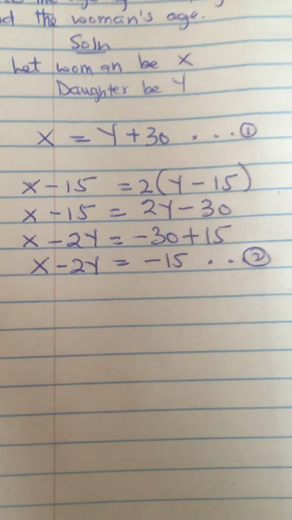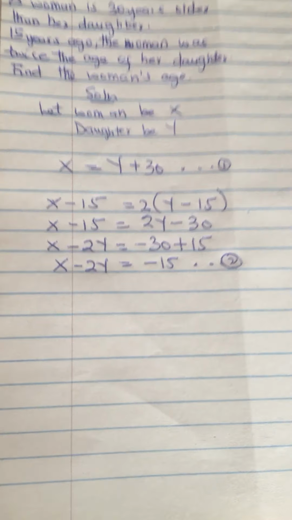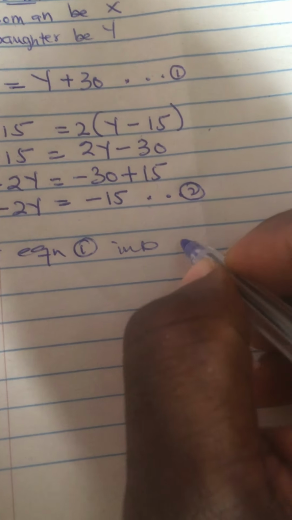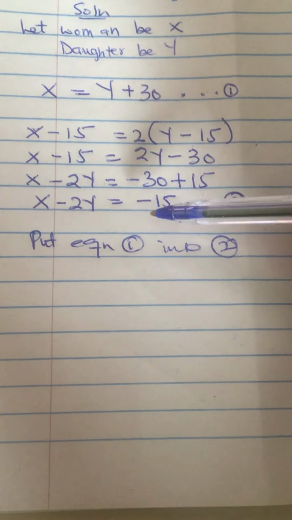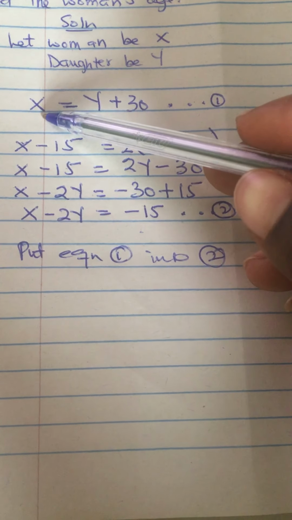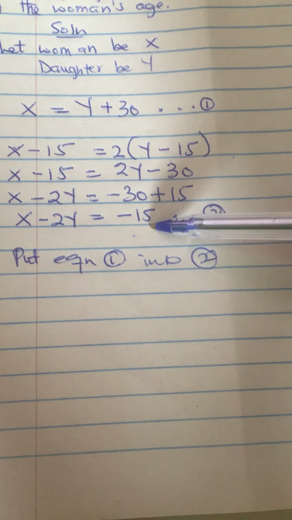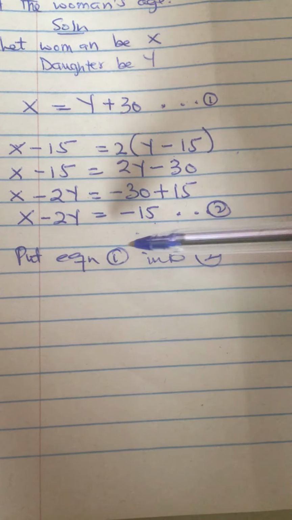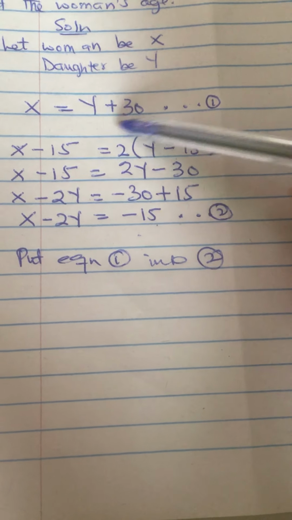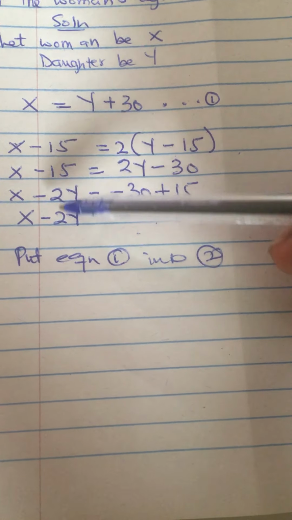So you can make this equation 2. Good. So now what do we do? Put equation 1 into 2. So this is equation 1. This is equation 2. Equation 1 is x equal to y plus 30. Equation 2 is x minus 2y equal to negative 15. So we put equation 1 into 2. Wherever you see x in equation 2, you put y plus 30.